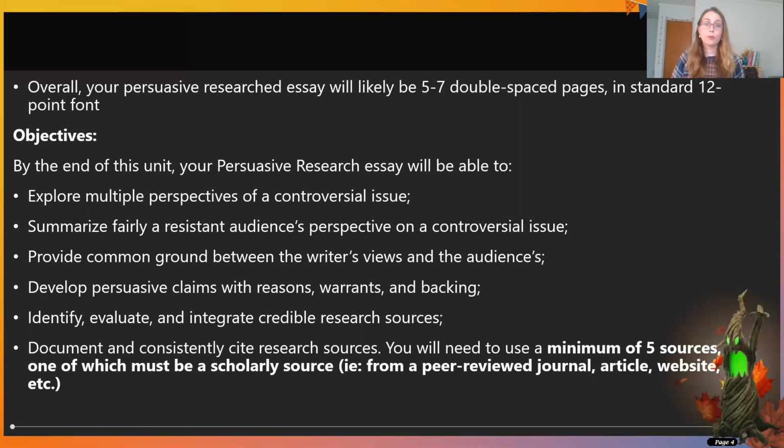As far as research sources, I require that you include a minimum of 5 sources within this research essay, although I encourage you to use more. However, one of these sources must be a scholarly source, meaning the source can be from a peer-reviewed journal, article, website, etc. But it must be considered a scholarly source of some form. This is to add further credibility and ethos to your argument.